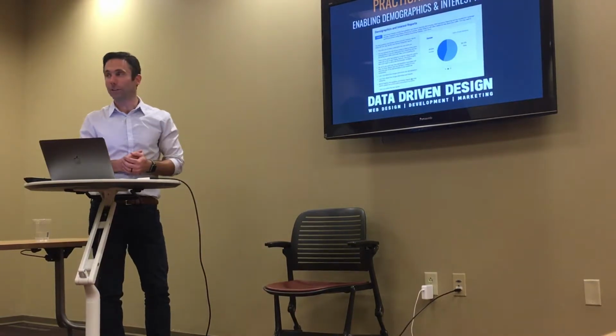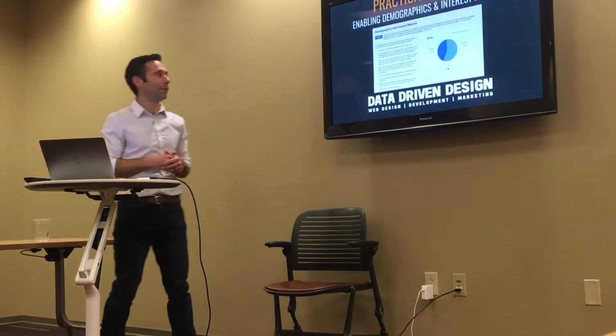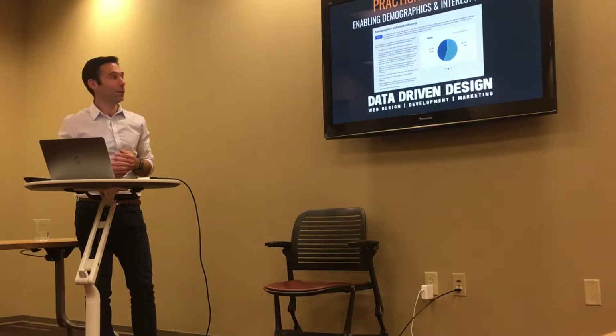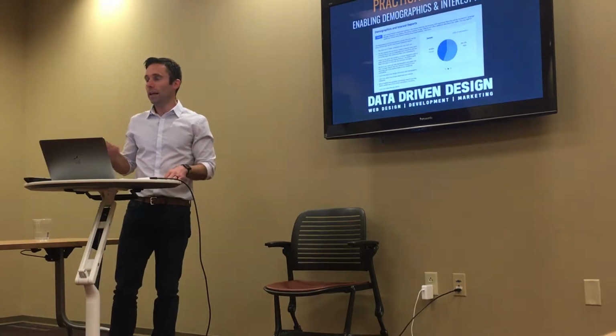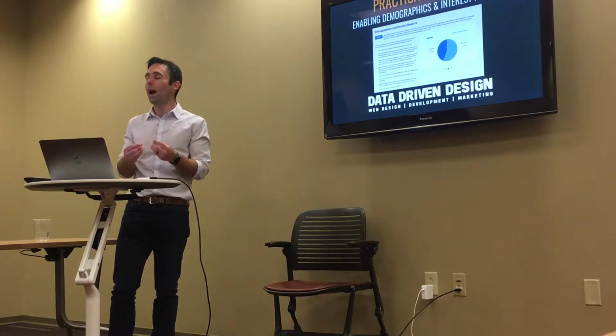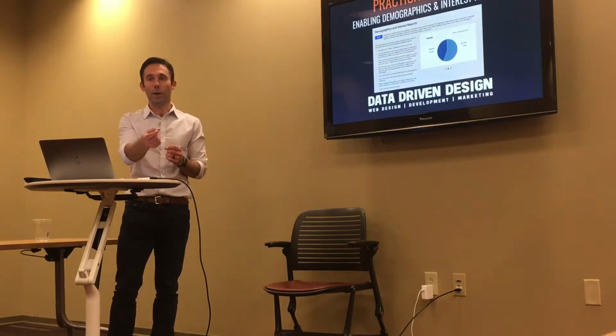So our practical exercise is a super simple one. I think it's even easier than setting up an IP filter: enabling demographics and interest reports. My experience about 2 years ago was that no website had these enabled, and I've been pleasantly surprised to see over the last couple of years. I don't know why Google Analytics doesn't just enable this by default, but they make you actually go in. So that's one of the reasons why I wanted to bring it up.